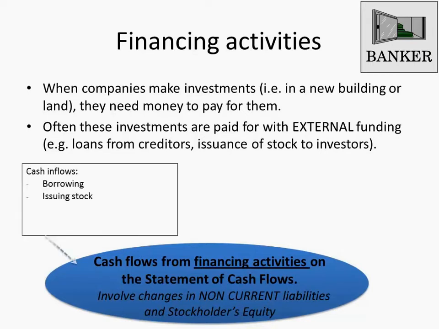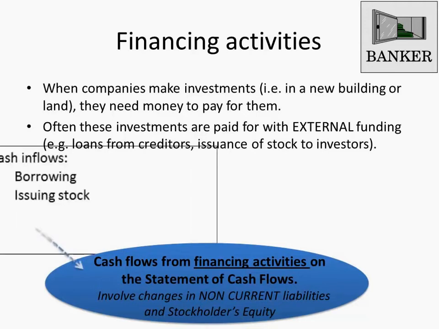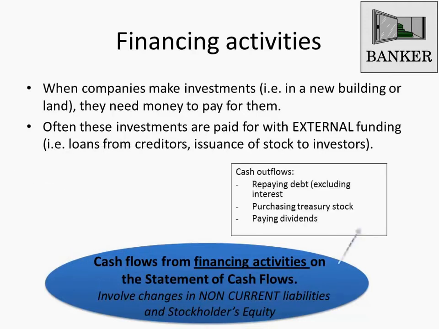So I have here cash inflows will be from borrowing or issuing stock. And cash outflows would be repaying debt, excluding interest, purchasing treasury stock, or paying dividends. Those will end up in the financing section.